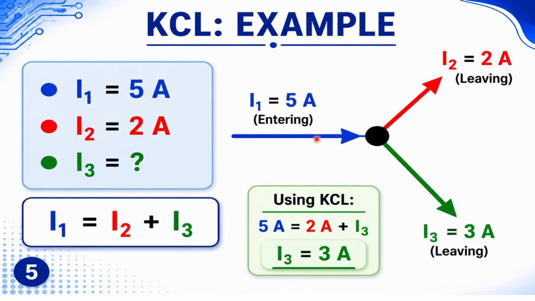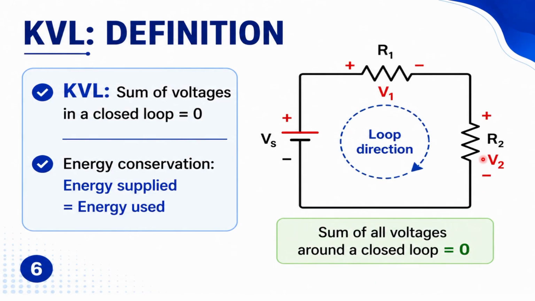So this is an example. We have I1 entering the node, and we have I2 and I3 leaving the node. So the law states that the amount of current entering the node is equal to the amount of current leaving the node. So I1 will have 5 amperes, and if you look at the currents leaving the node, we have I2 and I3, which are 2 amperes and 3 amperes respectively. So this satisfies the law because the sum of current entering the node is 5 amperes and the sum of the current leaving the node is also 5 amperes.